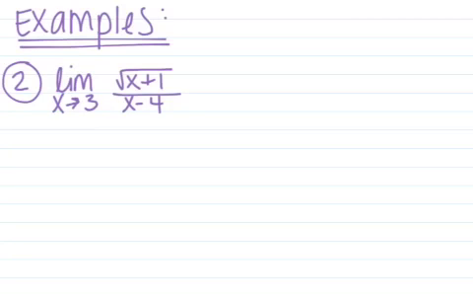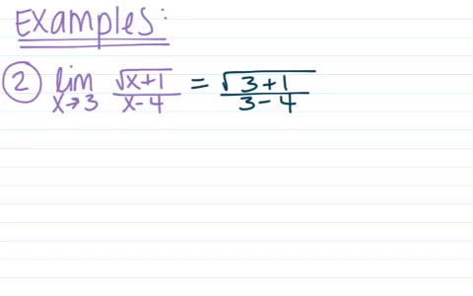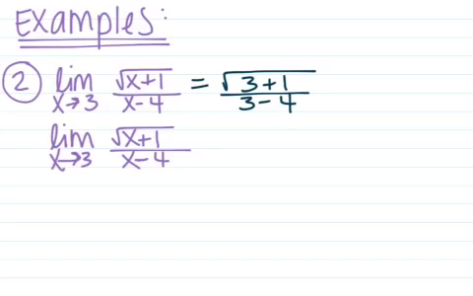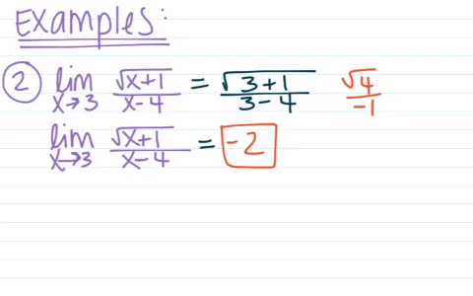On to our second example. The limit as x approaches 3 of the square root of x plus 1 divided by x minus 4. So again, I'm just going to go straight into direct substitution to see if that will work for us, and I plug in my 3, and we'll be able to simplify this to square root 4 over negative 1, which is just going to give us an answer of negative 2. So far, so good.